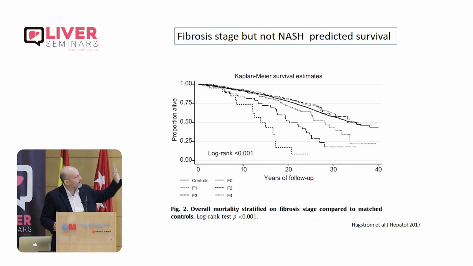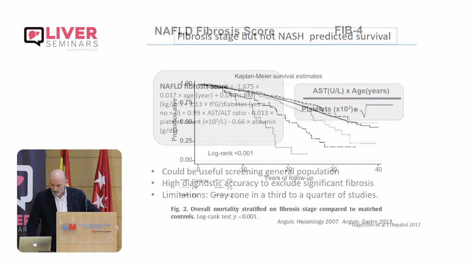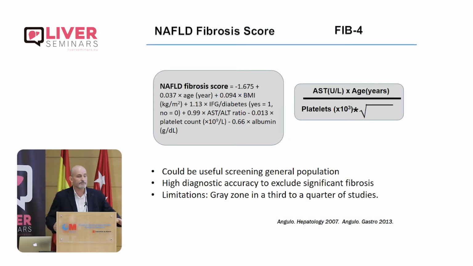Fibrosis F4, F3, F2 were associated with shorter survival, and F1, F0 show a similar survival in comparison with the general population. Therefore, we need to do all our effort to detect fibrosis, to know if our patient is suffering from significant fibrosis, advanced fibrosis, or cirrhosis, because these patients are at risk of mortality or decreased survival.